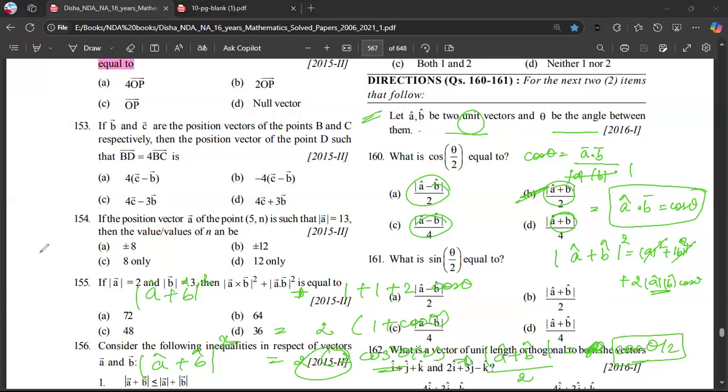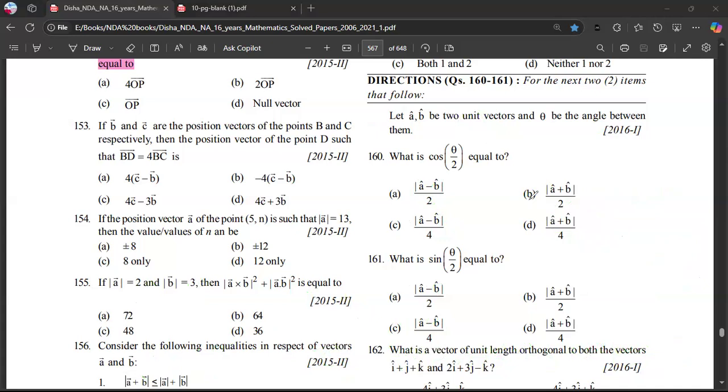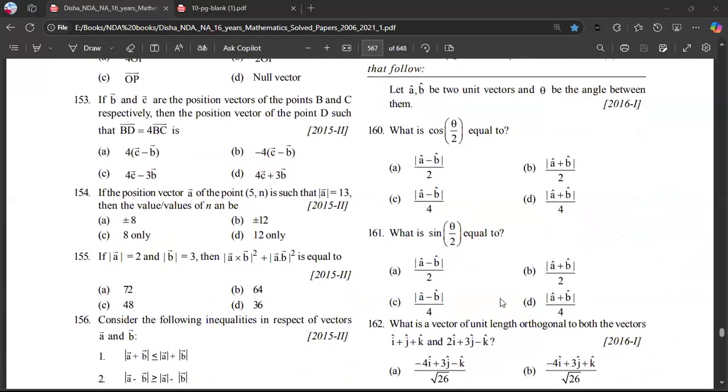Clear, sir. Okay. So as we have found cos theta by 2, it is very easy to find sin theta by 2, just by the square root of 1 minus cos square theta by 2 whole square.